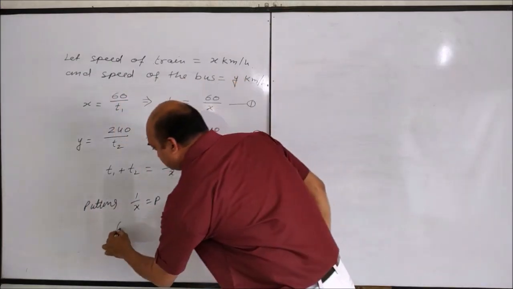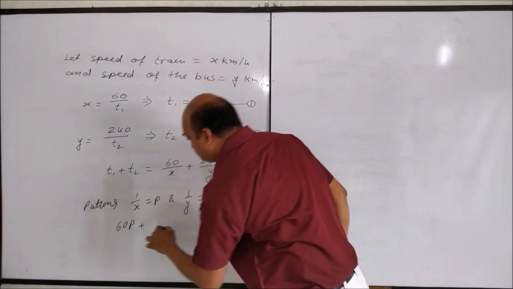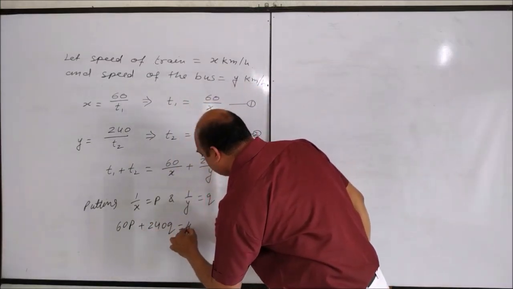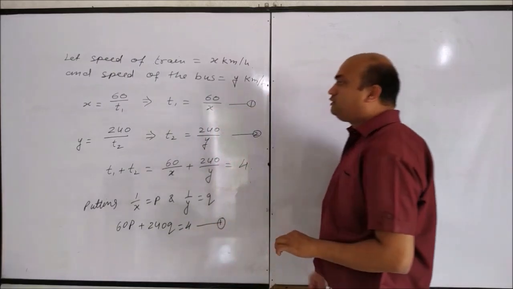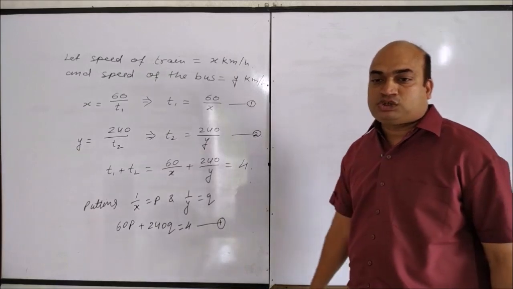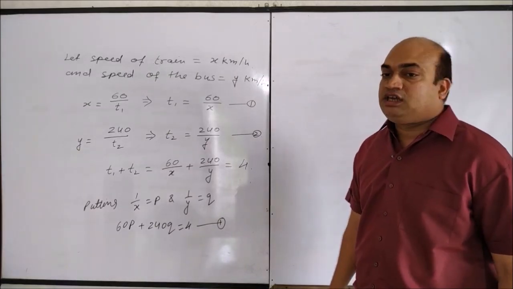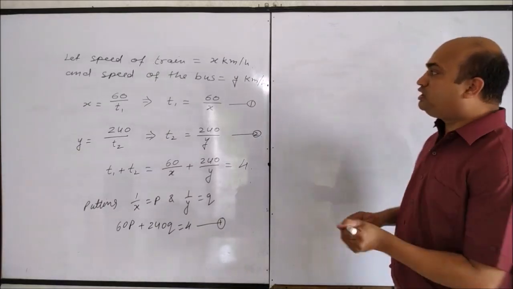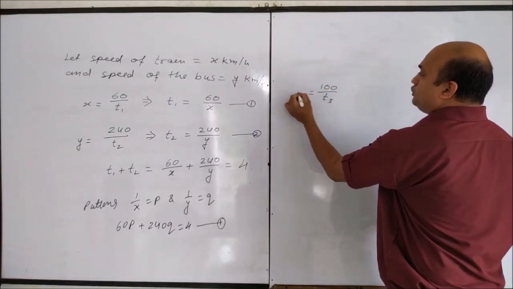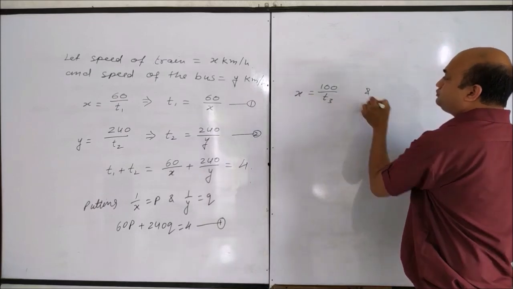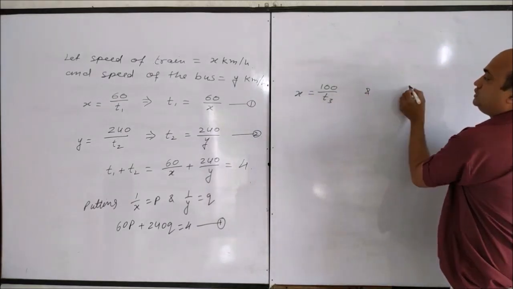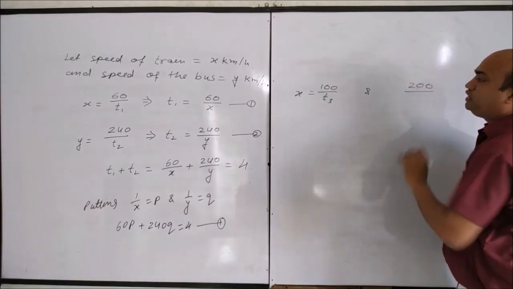It will be 60p plus 240q is equal to 4, equation number 1. Now, the second part of the question says that if she travels 100 kilometers by train and the remaining by bus, so the remaining will be 200 kilometers.